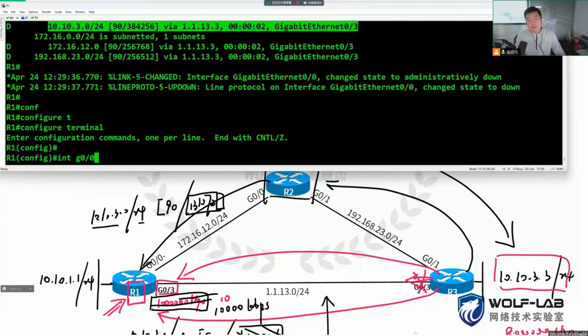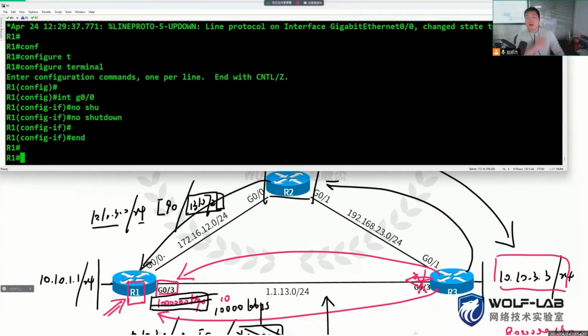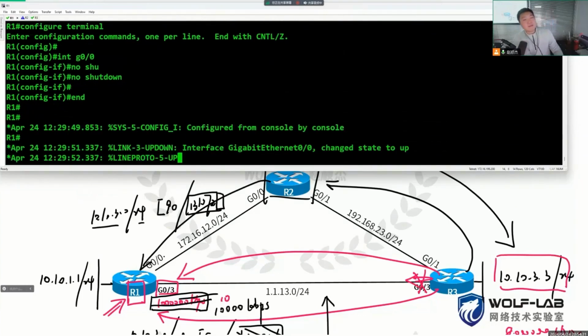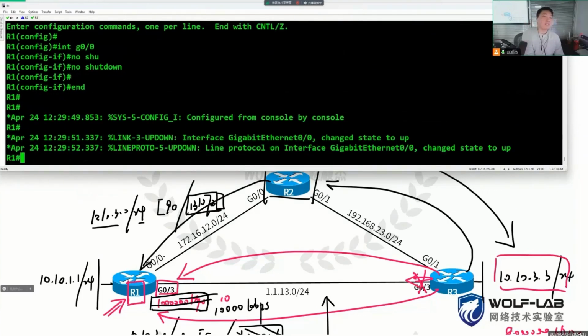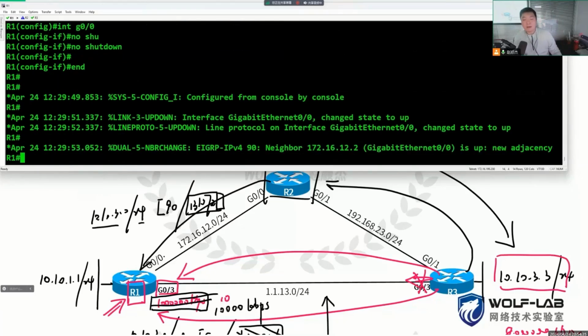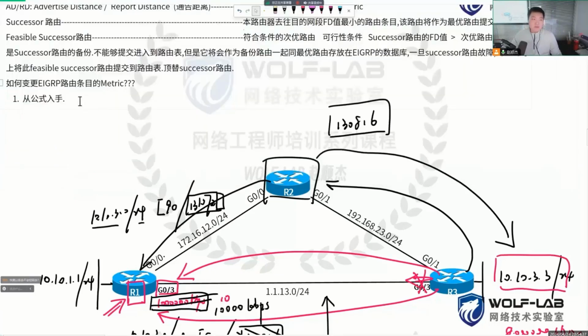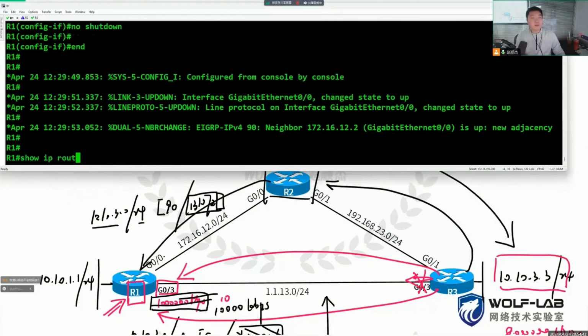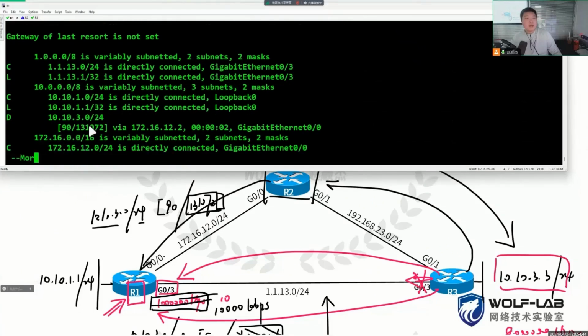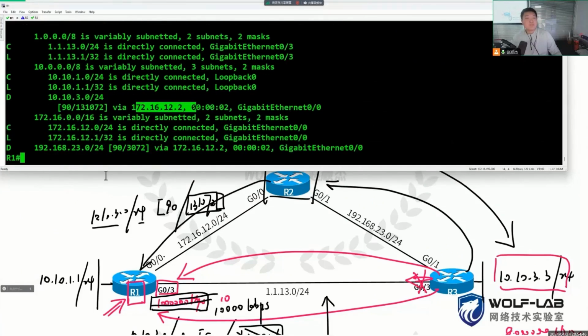This is our EIGRP, and this is why we need feasible successor routes. This is just to give students a look at this effect. Later, we will study the query mechanism, so students should first understand this switching method. This is the first scenario. It will switch back when restored. We have restored all interfaces. You see, the successor route has returned.